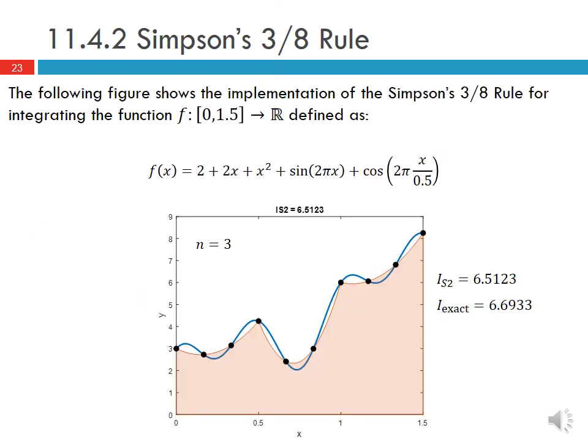So this figure shows the implementation of the Simpson's 3/8 rule for our function defined here on the interval from 0 to 1.5. Using 3 subintervals, so n is equal to 3, we get an estimate of 6.5123 compared to the exact value, which is 6.6933. So here we've got n equal to 3, so this is one interval defined through those 4 points, the 2 endpoints plus the 2 midpoints. This is the next interval with our cubic polynomial, and this is the third interval with our cubic polynomial through our 4 points.